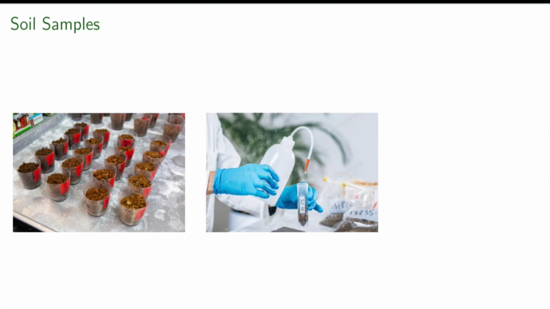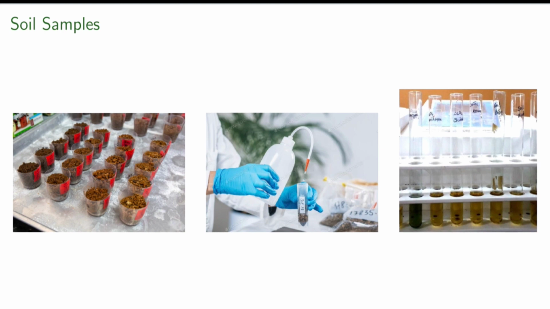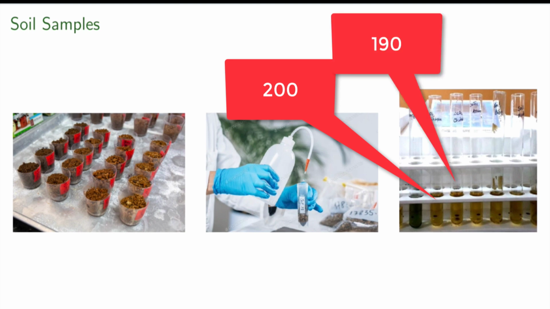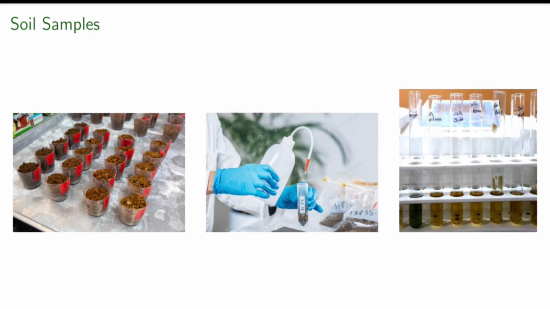You put a probe of this into a test tube and you dissolve it with some water, and then you get a whole bunch of test tubes which all have different concentrations of a chemical. Maybe we are interested in the nitrogen contents. So we measure all these test tubes and we might find 200 milligrams in one and 190 milligrams in the other one, and maybe 220 in the next one, and so on. They will all be a little bit different, but also maybe a little bit similar.